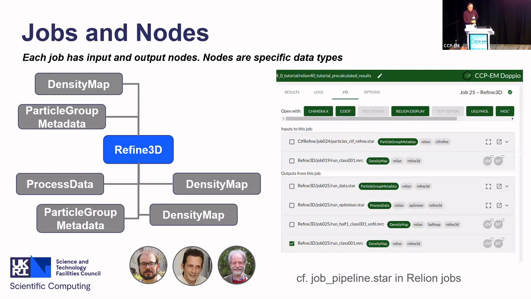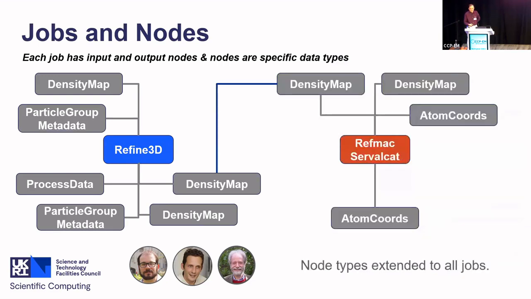This is actually modeled very closely on what RELION does anyway. So if you look in RELION in a pipeliner.star file, you will see similar type definitions. What we've done is to extend this to the whole of the CCP-EM suite. So model building jobs in particular will also have input and output nodes defined. And this gives us the basis for connecting single particle reconstruction to later stages of map interpretation and model building and deposition.